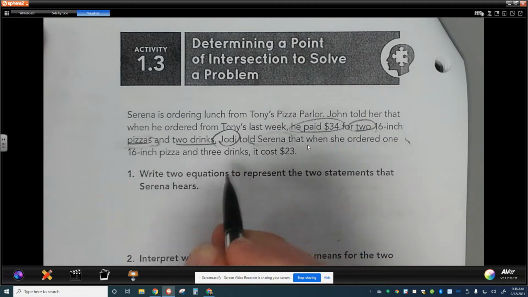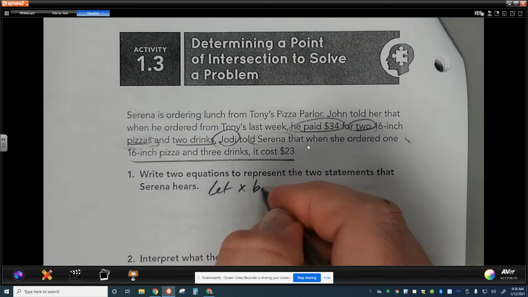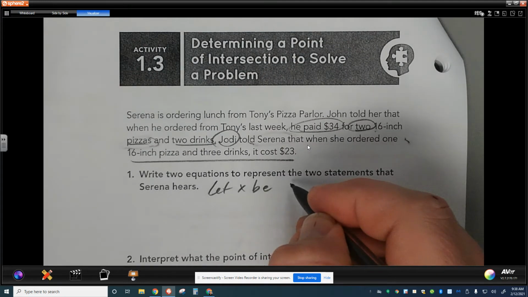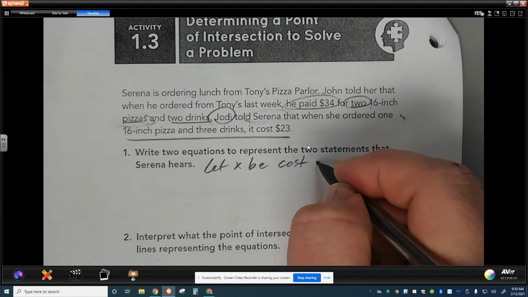Okay, so I want to define my variables. Is that what you're saying? All right, so let X be what? Cost of pizza. Good. Why is it the cost of pizza and not cost of drinks?